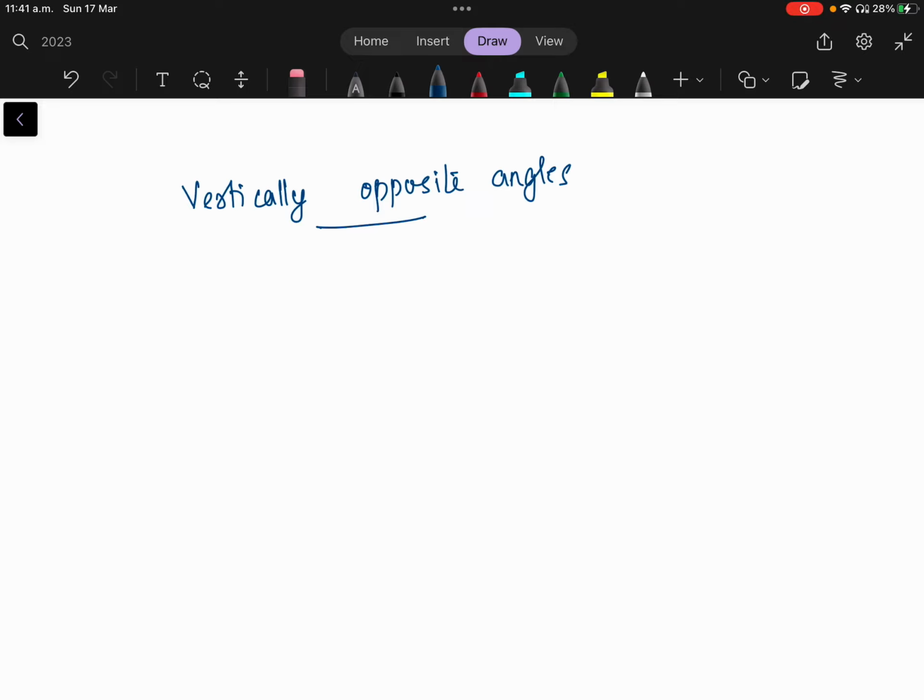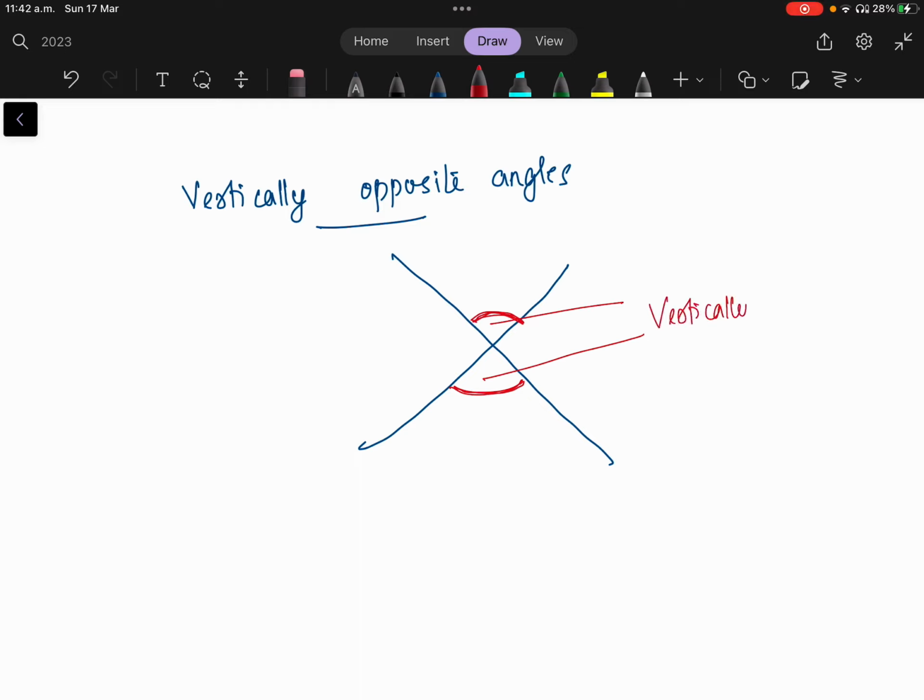Okay, so that happens when I have two lines which are intersecting. So we learned that word before. Two lines which are intersecting. If I have one angle here, the angle which is directly opposite to this, which is this one, these two are called vertically opposite angles. So this angle and this angle, these are called vertically opposite angles.